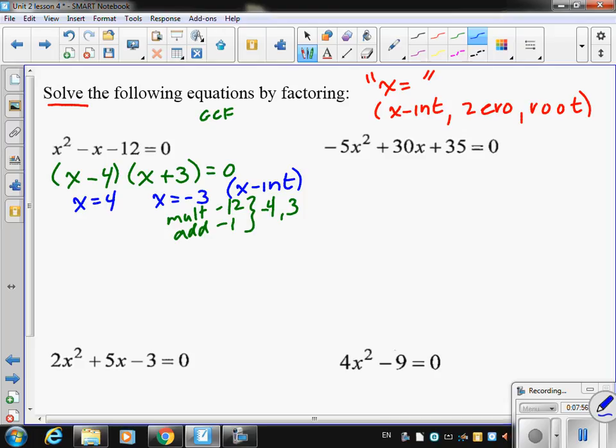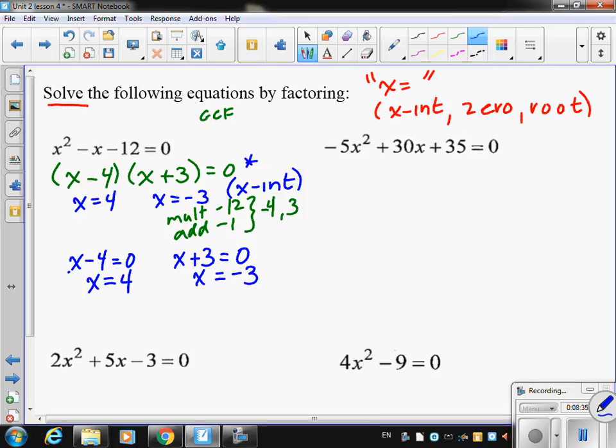If x subtract 4 times x plus 3 equals 0, that means that either the first bracket would have to equal 0, or the second bracket would have to equal 0, because 0 times anything is 0. So if I want this thing to work up here, then one of those 2 brackets would have to be 0. For the first one, x subtract 4 equals 0. If I add 4 to both sides, there is my answer. X equals 4. If I subtract 3 from both sides for the second one, there is my second x-intercept.